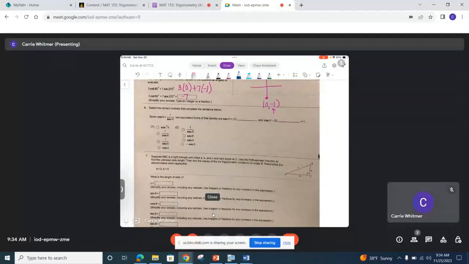Then for number 6, cosine is 1 over secant. And so that means secant is 1 over cosine. Those are reciprocal identities. And if you multiply cosine times secant, then that should give you 1, since those are reciprocals of each other.